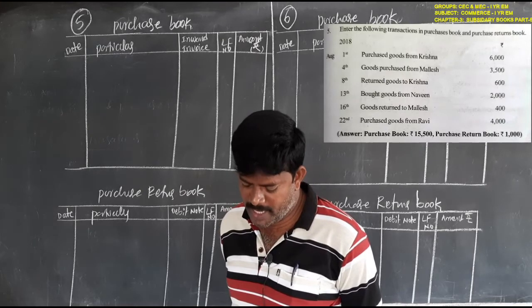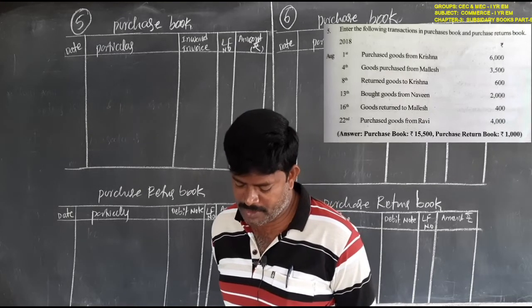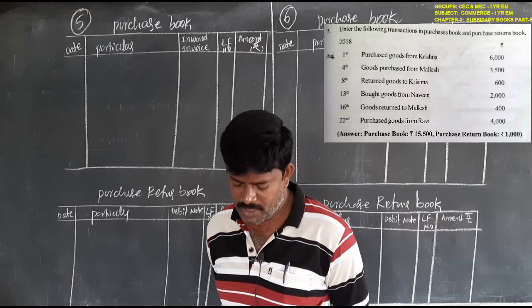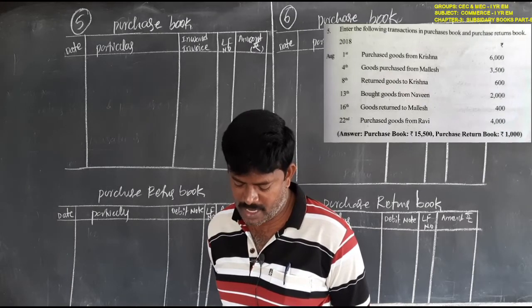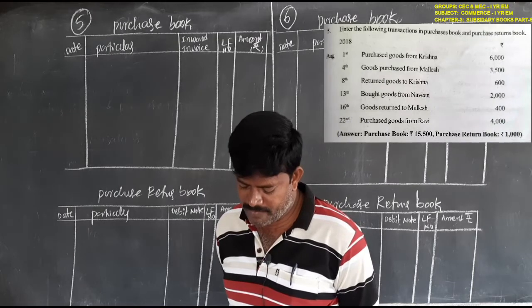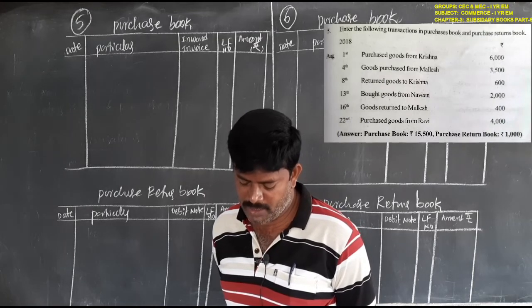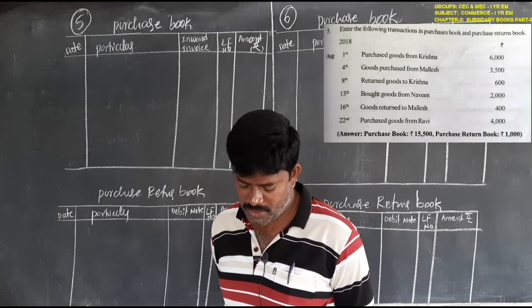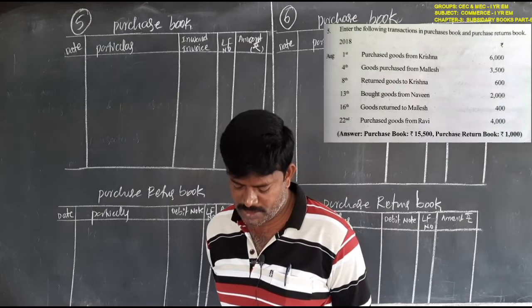Goods purchased from Malesh, it will come into the purchase book. Why? Because it is a credit basis purchase. Return goods to Krishna, this is purchase returns, it will come under the purchase returns book. Brought goods from Naveen, brought, buy, bring, whatever it may be, these are purchases, it will come under the purchase book. Goods returned to Malesh, this is purchase returns, it will come in the purchase returns book.